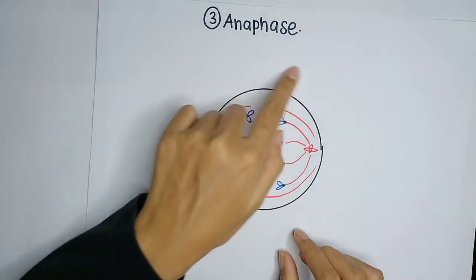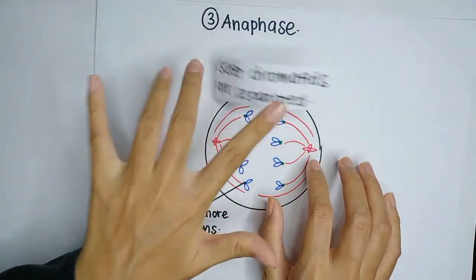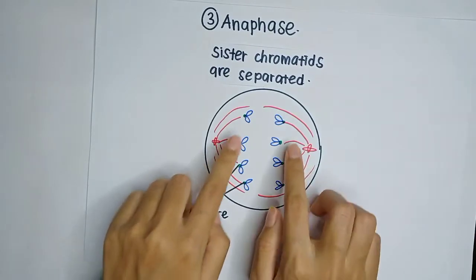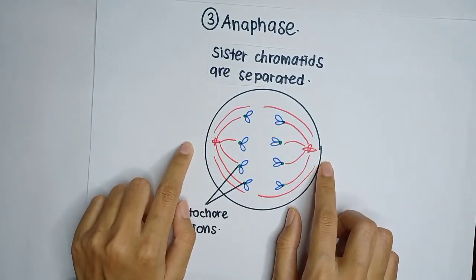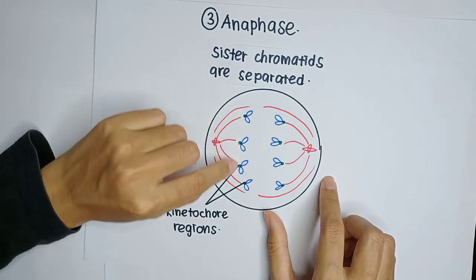During the anaphase, the sister chromatids are separated from one another and pulled to the opposite ends of the cell by spindle fibers that attach to the kinetochore.